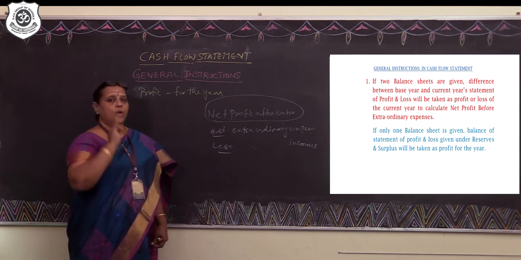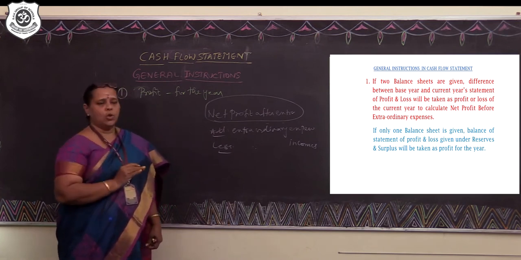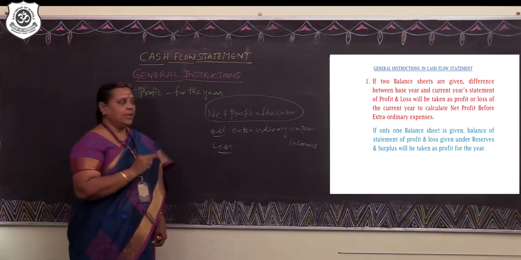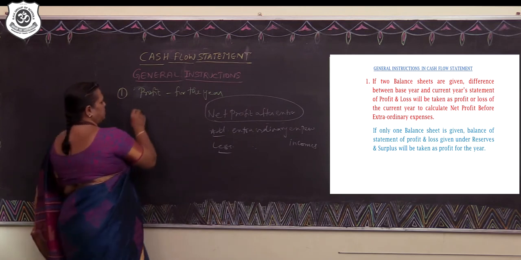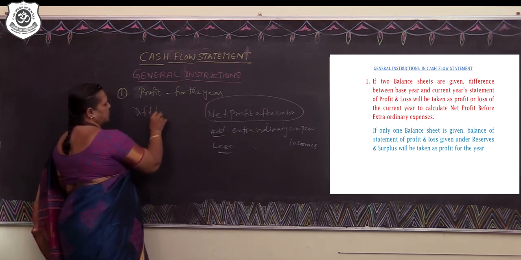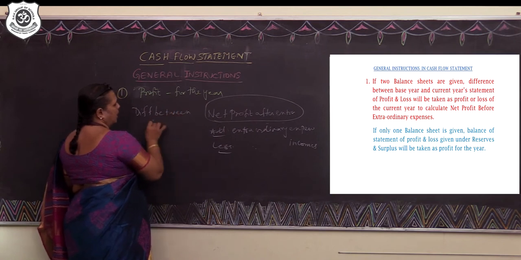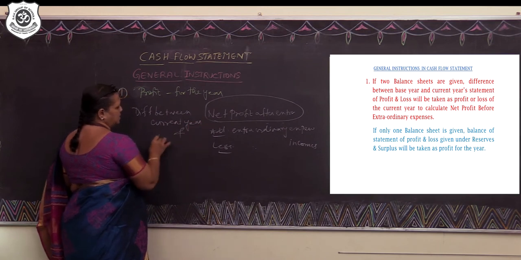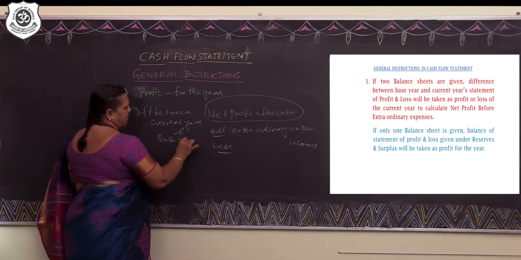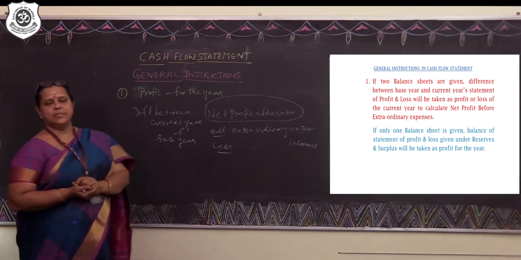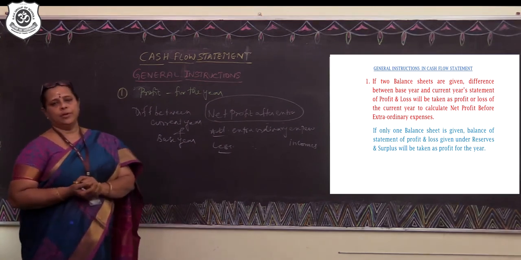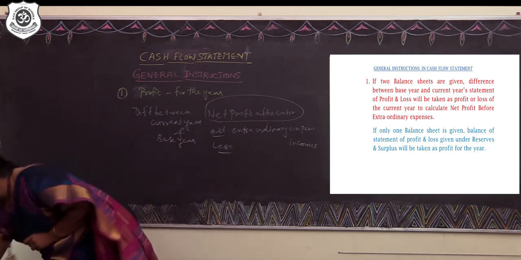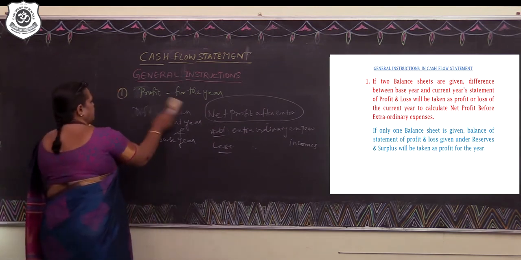Number 2, in case statement of profit and loss is not given, but you are given 2 years' balance sheets, then in that case, the difference between current year profits and base year profit will be the profit for the current year. Now, in that, the next caution to be taken care of will be this.